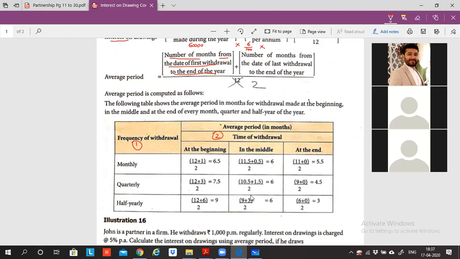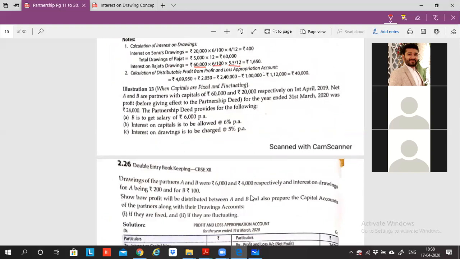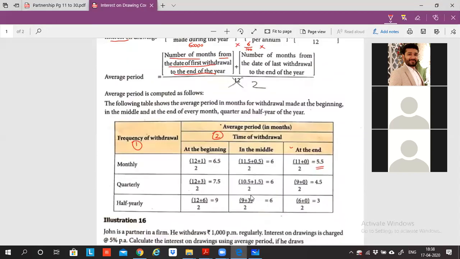In our question, the partner is withdrawing money at the beginning of the month, the middle of the month, or the end of the month? We have to calculate this. Can you see this 5.5 is the table formula which he has also put in the answer, correct? 5.5 is the average period which he has taken. So one way is you can buy out this table.